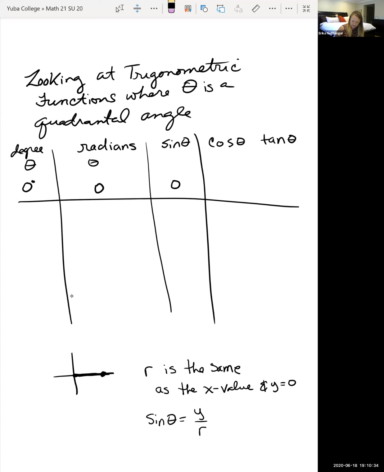Cosine of theta is equal to the length of x over r. Well, x and r are the same value, so that gives us back 1. Tangent of theta is opposite over adjacent, or another way to express this is y over x. So if y is 0 over some length of x, this is going to be 0.